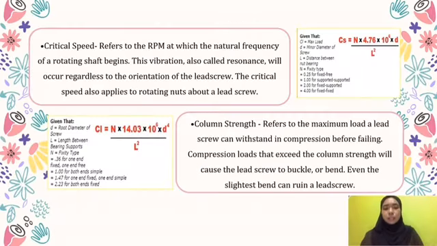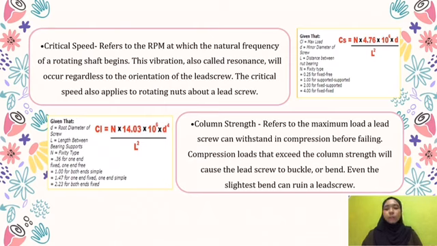Critical speed refers to the RPM at which the natural frequency of a rotating shaft begins. The vibration, also called resonance, will occur regardless of the orientation of the lead screw. The critical speed also applies to rotating nuts about a lead screw. Given that CS equals N multiplied by 4.76 multiplied by 10, multiplied by D divided by L2.